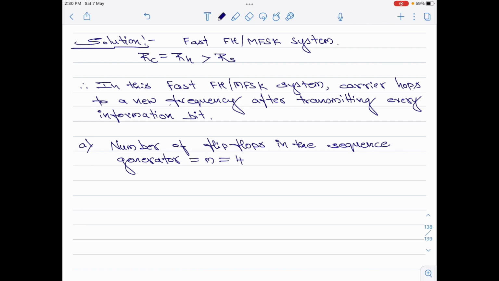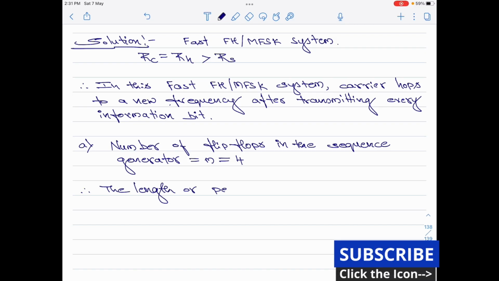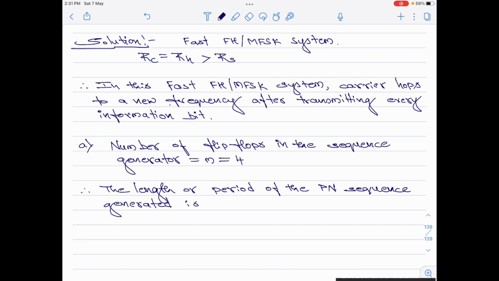After finding the number of flip-flops, the equation for the length or period of the PN sequence is quite straightforward. It is simply equal to 2 to the power m minus 1. I will write that one here. It is generally represented by capital L and, as I said, is equal to 2 power m minus 1. Here m is equal to 4 and therefore the length or period of the PN sequence is 15 bits. That is the answer for part A of the numerical.